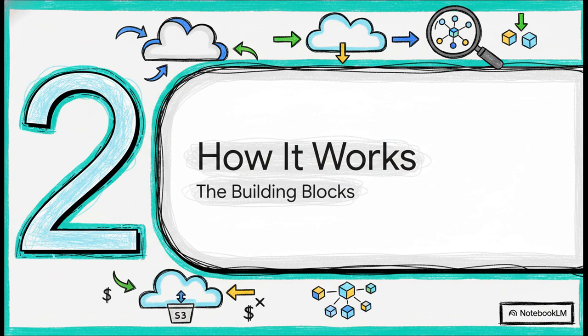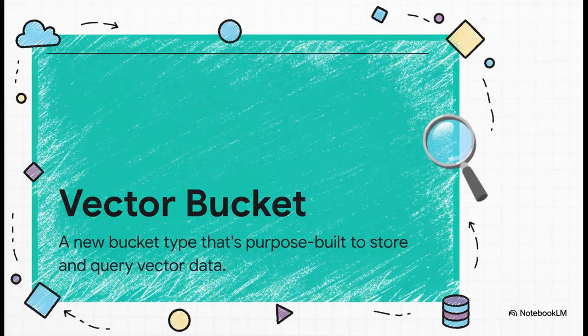Okay, so that sounds great, but how does it actually work? Let's break it down and look at the core components, the building blocks that make S3 Vectors tick. Everything, and I mean everything, starts with something called a vector bucket. Now, this is not your everyday S3 bucket. Not at all. It's a brand new specialized type that's been engineered from the ground up just to handle vector data as efficiently as possible. This is the home base for your entire AI application.